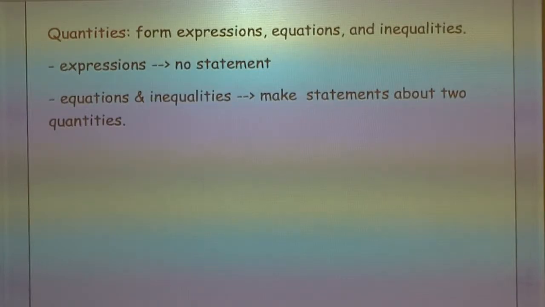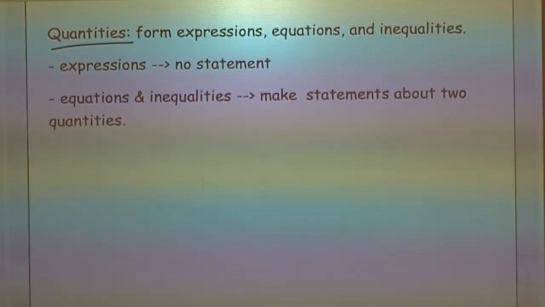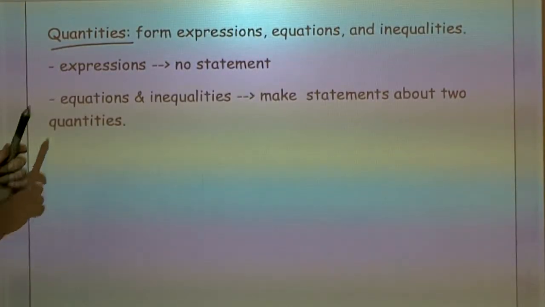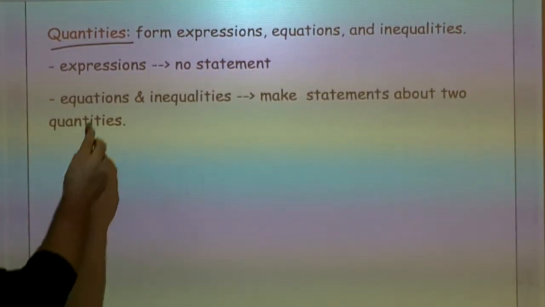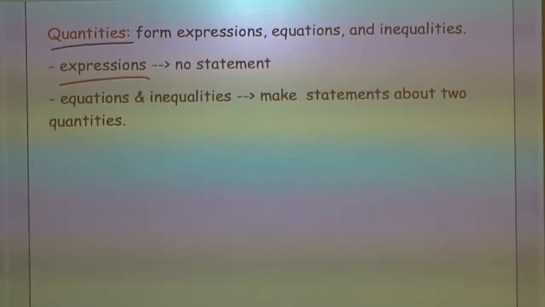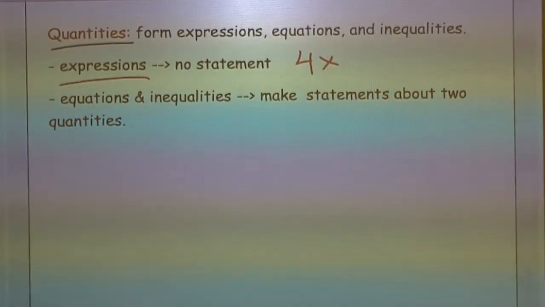Okay, so first of all, what we've actually been working with this whole time has just been different forms of quantities. Quantities are basically any number or any operation or combination of a number and an operation that form expressions, equations, and inequalities. If you remember way back, we talked about expressions. An expression is basically just a number and an operation. It makes no statement about that expression. 4 times x. Notice it's not saying 4x is equal to anything. It's just saying 4 times a number, and we evaluate that expression.